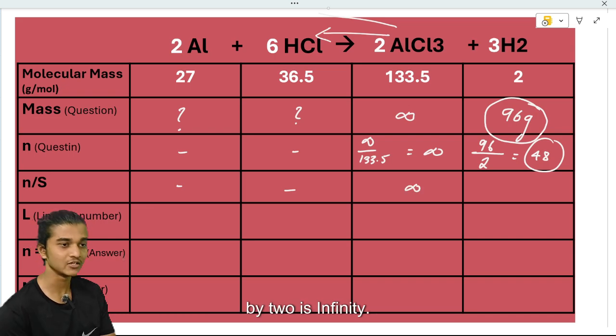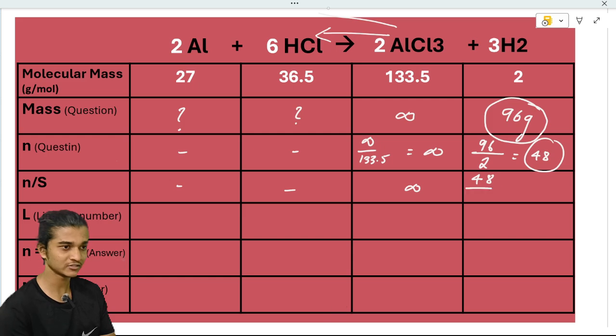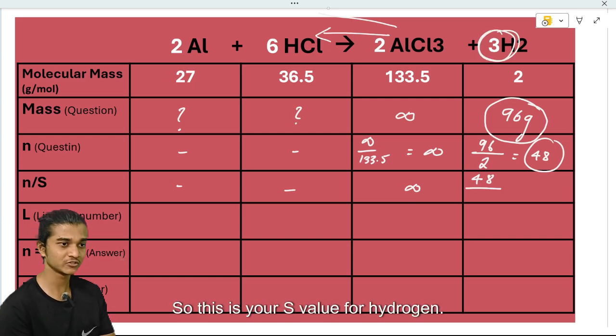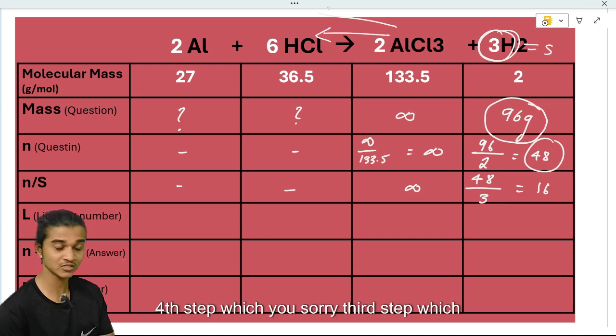And this is again infinity, because infinity by 2 is infinity. So for hydrogen, n by s value will be 48 divided by s. If you remember, s is the stoichiometric coefficient, which in this case is 3. So 48 divided by 3 is 16. So this was the third step which you want to do.